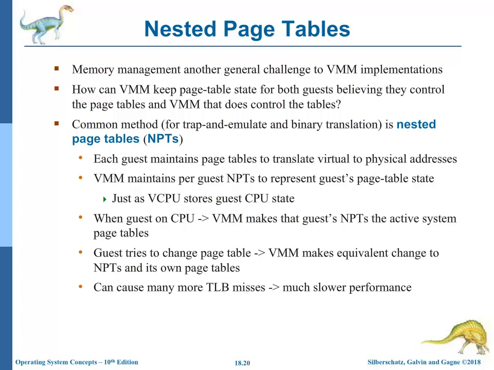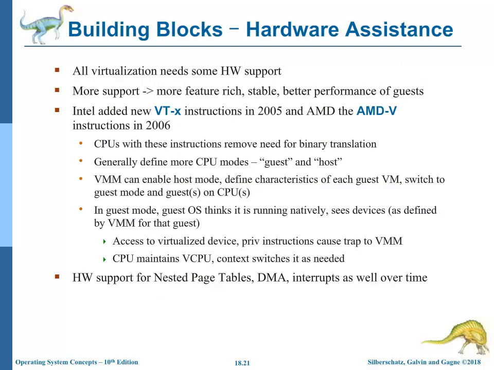If the guest needs to modify the page table, for example, for filling a page fault, then the operation must be intercepted by the virtual machine manager and appropriate changes made to the nested and system page tables. Unfortunately, the use of NPTs can cause TLB misses to increase, and many other complexities need to be addressed to achieve reasonable performance. The more hardware support available within the system, the more feature-rich and stable the virtual machines can be, and the better they can perform.